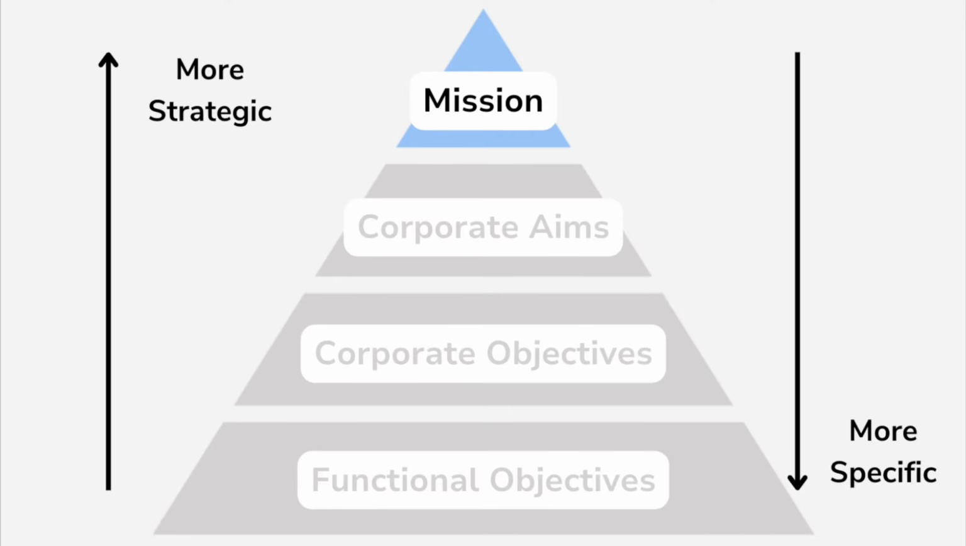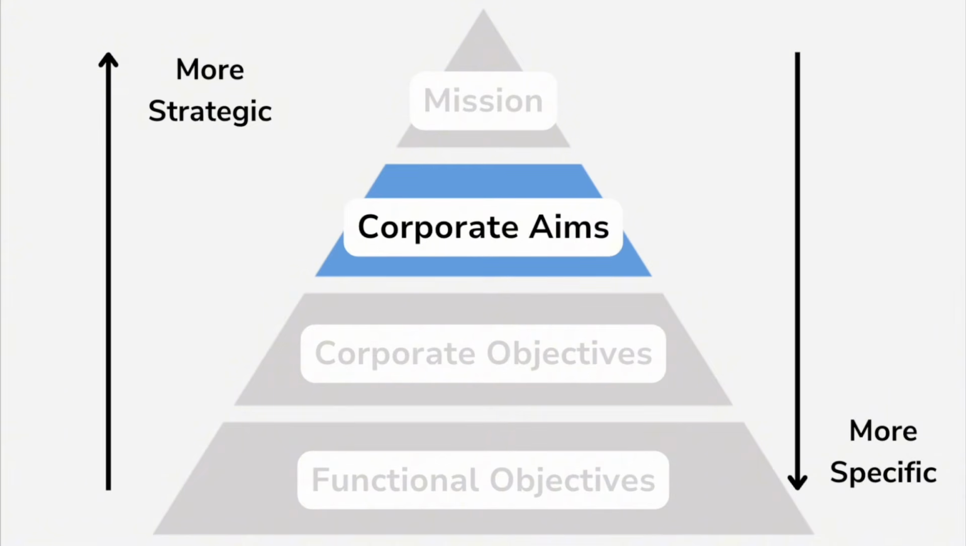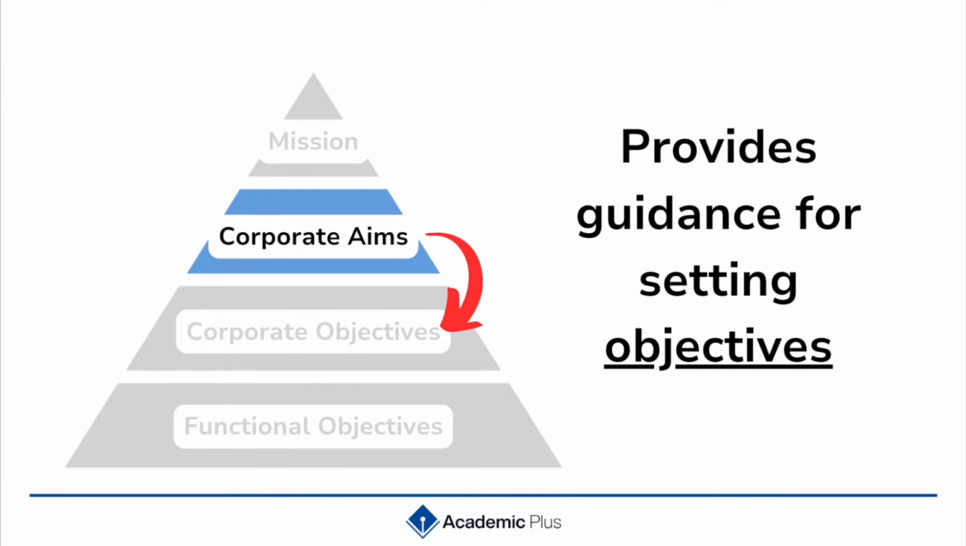Now, first of all, with our mission, you typically find a mission statement is a brief qualitative statement that summarizes the purpose and core values of a business. Essentially, the mission statement explains why the business exists, and this is a lot more strategic, but sometimes less specific. Then we have our corporate or business aims, and these are more the long-term goals that a company wants to achieve. And these will actually provide guidance for setting objectives. So, for example, it could be to become the leading provider of electric vehicles in the global market.